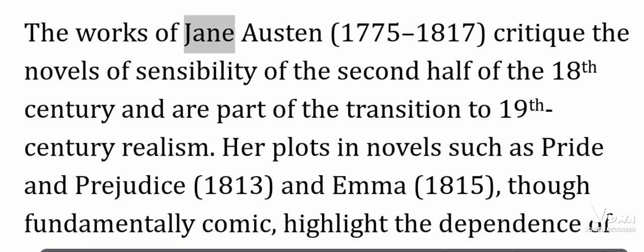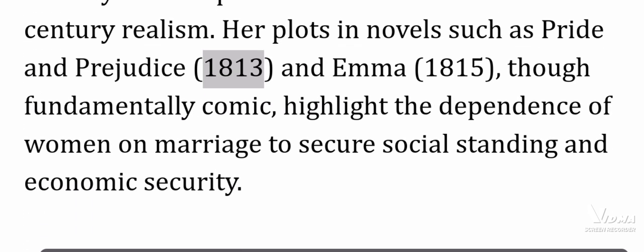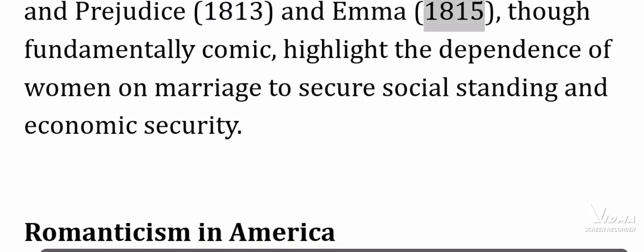The works of Jane Austen, 1775 to 1817, critique the novels of sensibility of the second half of the 18th century and are part of the transition to 19th century realism. Her plots in novels such as Pride and Prejudice, 1813, and Emma, 1815, though fundamentally comic, highlight the dependence of women on marriage to secure social standing and economic security.